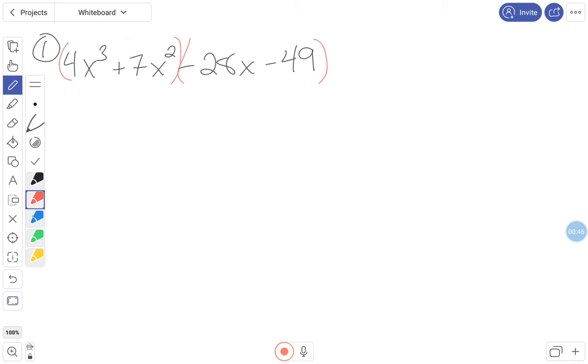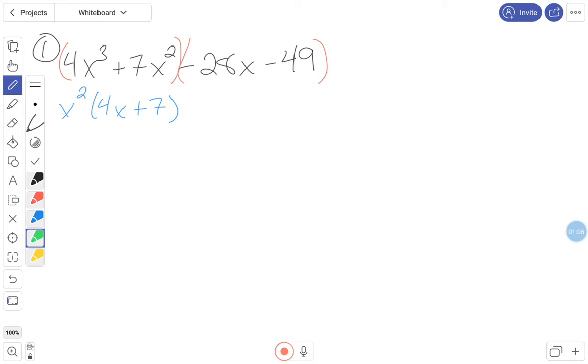So first I look at the parentheses on the left. 4, 7, no, I can't take anything out of that, but I can take x cubed, x squared. How about an x squared out? So that gives me 4x plus 7. That part right there is exactly what we've done the last 2 days.